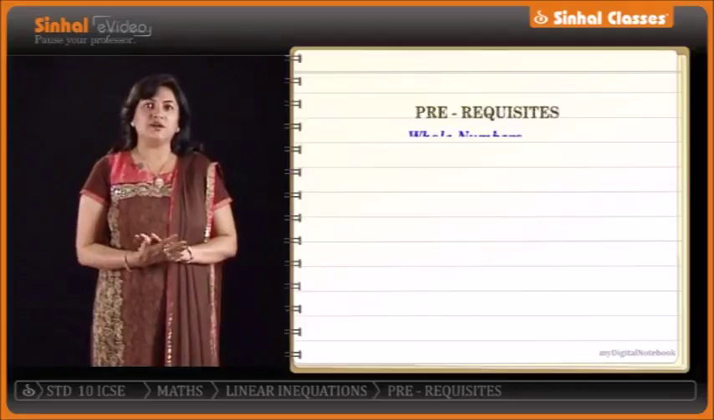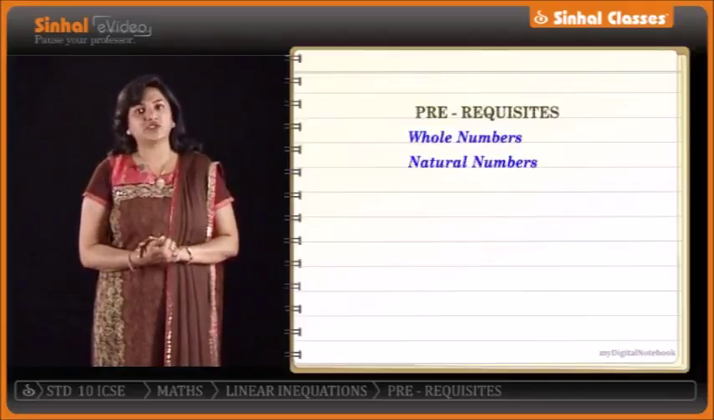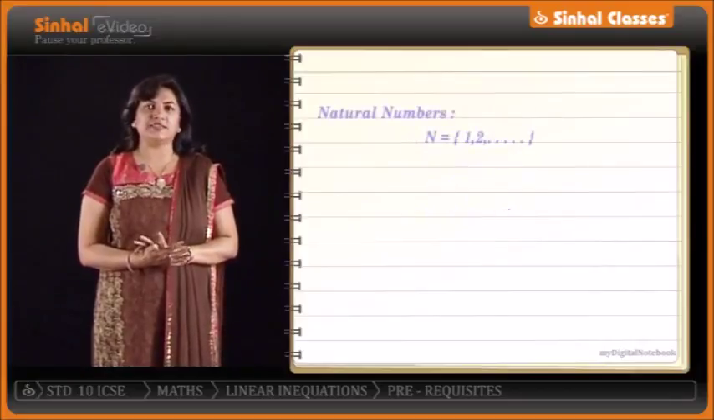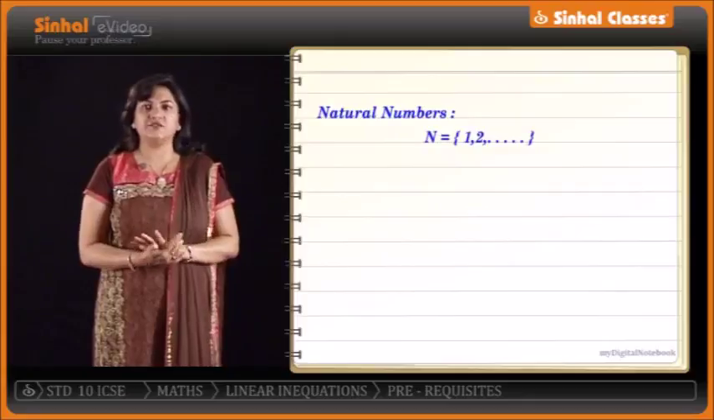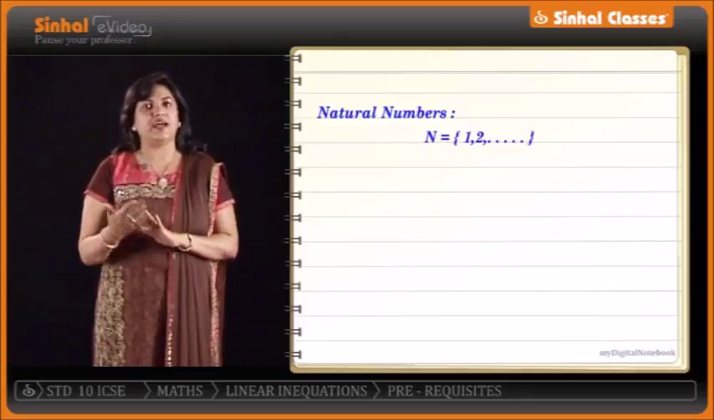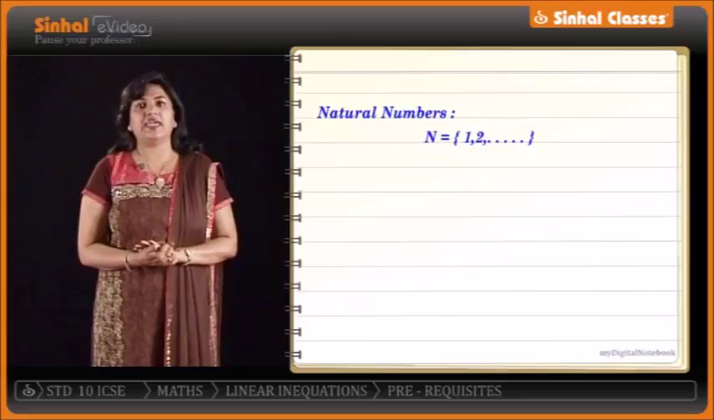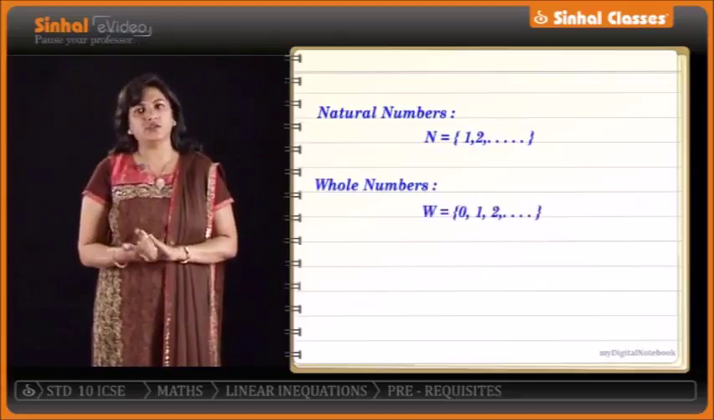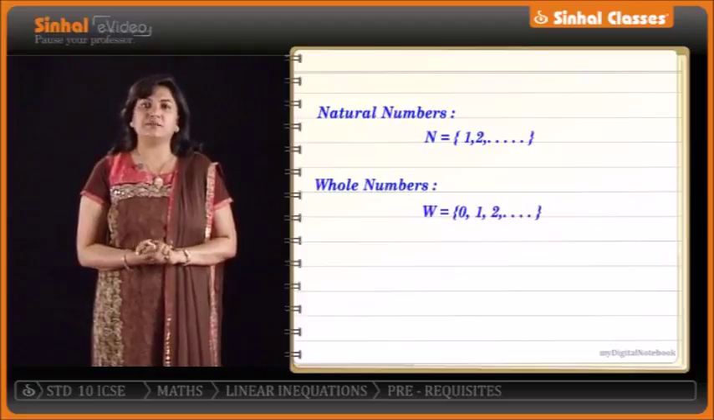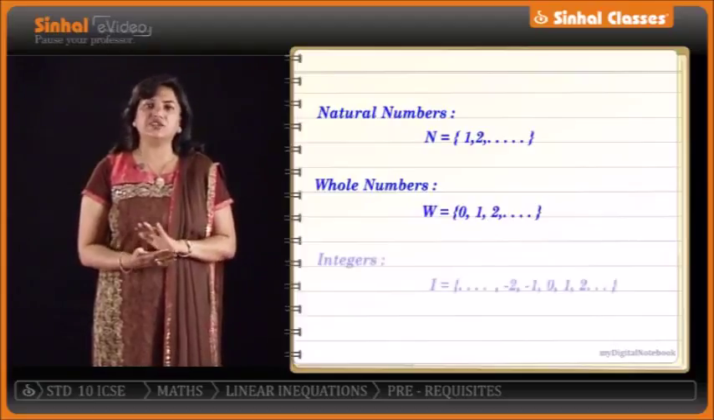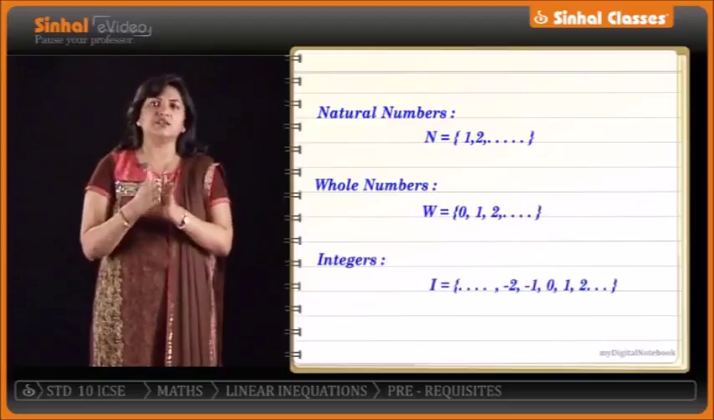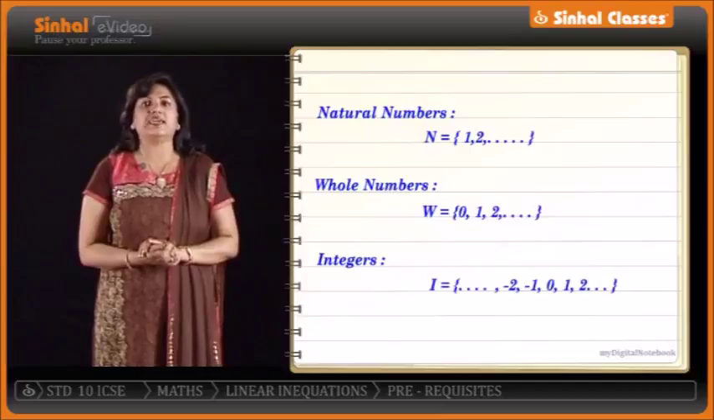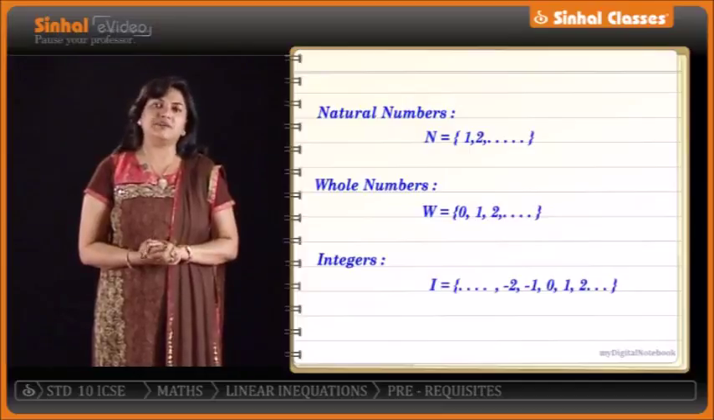Prerequisites for this topic. What are whole numbers, natural numbers, integers, real numbers? Natural numbers. These are numbers starting from 1, 2, 3 and so on. They are denoted by N. Whole numbers, they start from 0 and go on to infinity. They are denoted by capital W. Integers, these are negative numbers, 0 and positive numbers. They are denoted by capital I or capital Z.